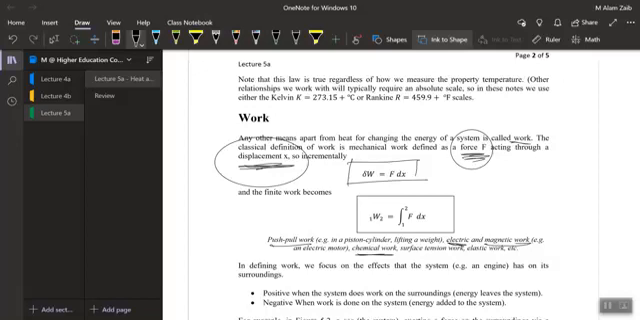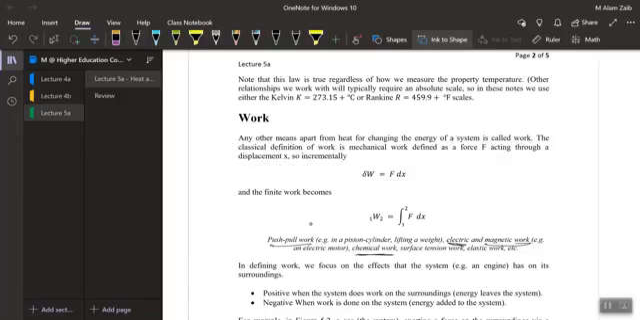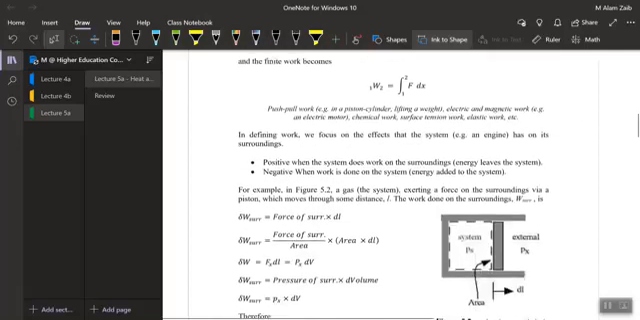So what does that mean? In a simple classical sense, the force can be anything and displacement can be anything. So this is just what we call force into displacement. We will stick to this one, and then obviously we will define our own definition of the work done.